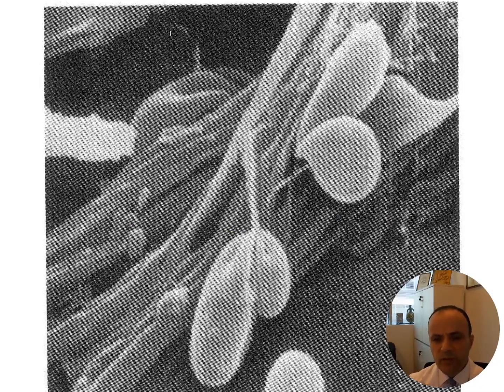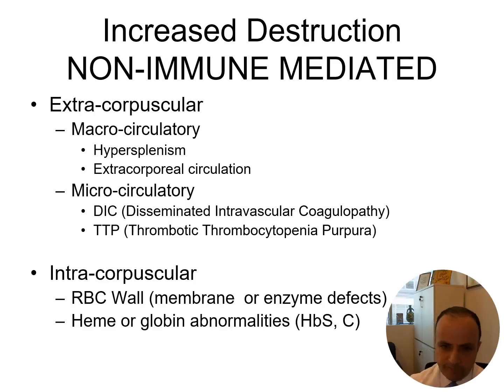This is on electron microscopy. So the white is a fibrin clot, and the red cells essentially get stuck in the fibrin clot, and it loses its shape and goes through the microvessel. So that takes care of the microcirculatory process.